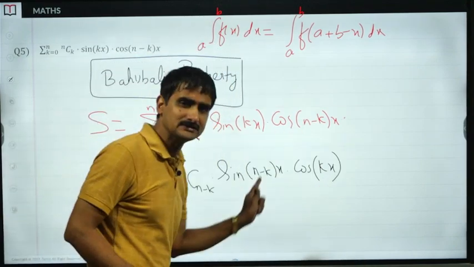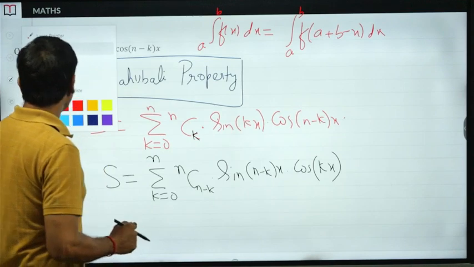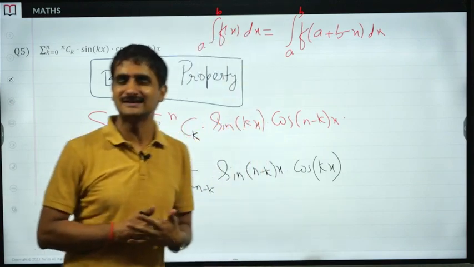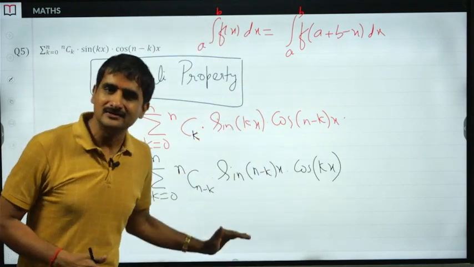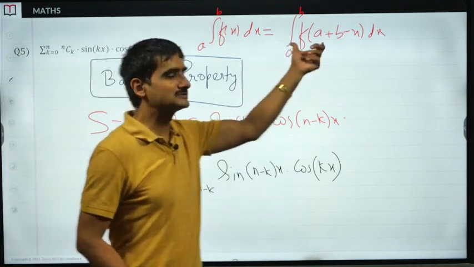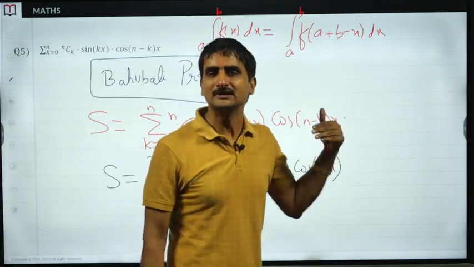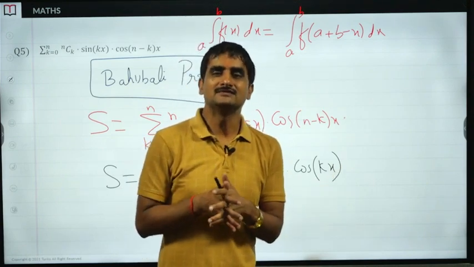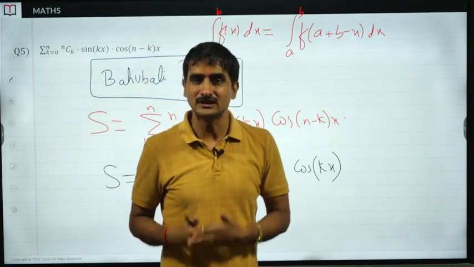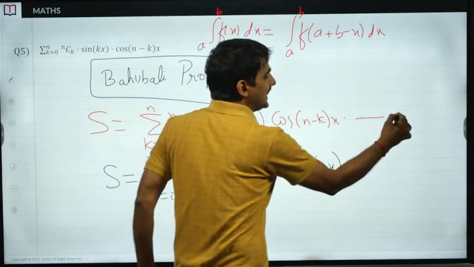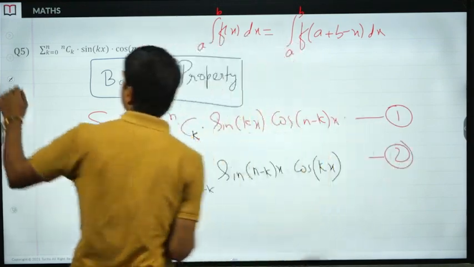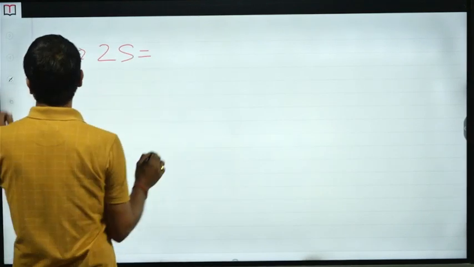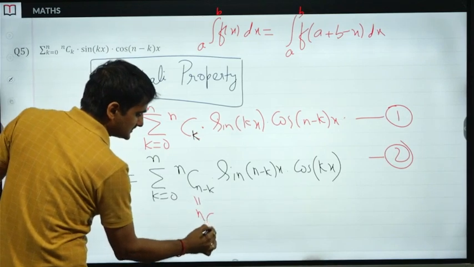The position gets reversed. And now see, again I will say, those who are following these videos very regularly know what is the next step, and that is to add both the summations. Here also, whenever we use Bahubali property in definite integration, that's what we do, we add both the integrals, the given one and the one which you get after applying the property. So add 1 and 2, what do we get? We get 2 times S is, as I said, this is same as nCk.